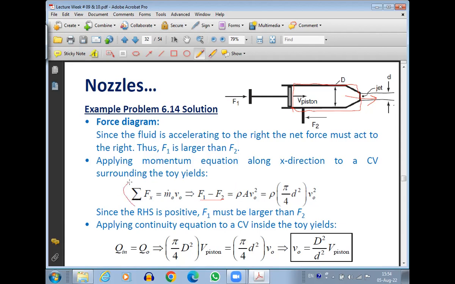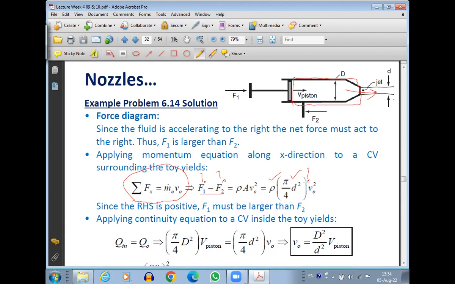So summation Fx equals m dot out v out. This is the equation that we are left with, which is F1 minus F2 equals rho A v naught squared. The area will be pi by 4 d squared. So we know the density, we know the diameter. Obviously, the velocity is unknown, and these two forces are unknown.